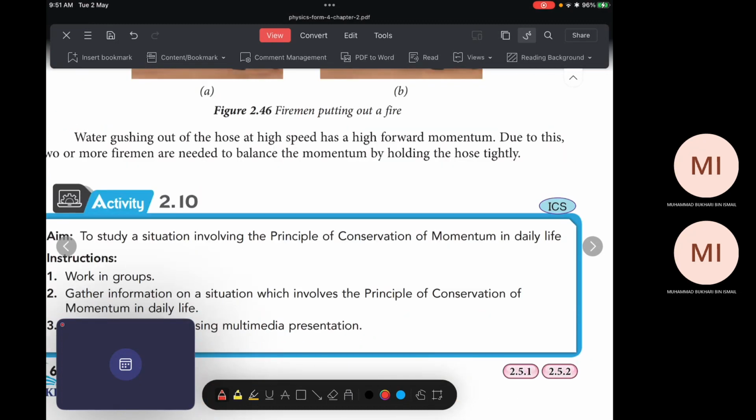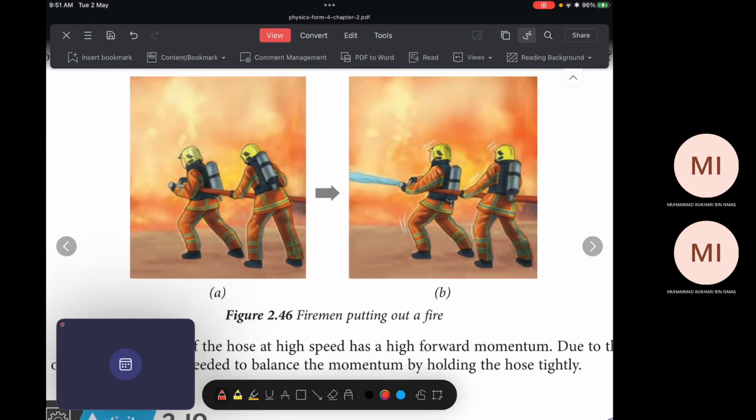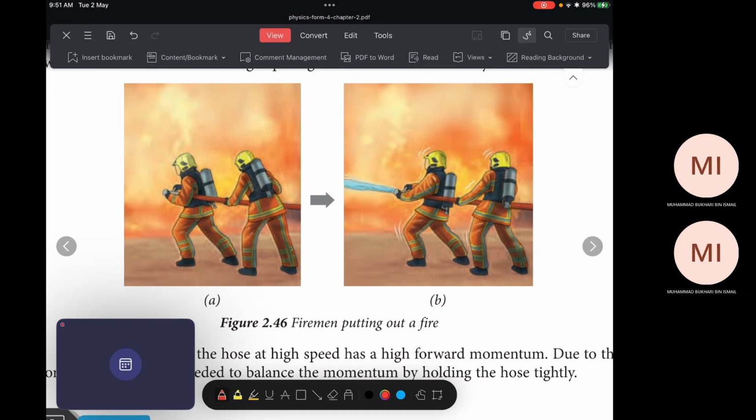Okay, kita tengok. Okay, look at this diagram. Fireman putting out a fire. Okay, awak tengok, kena ada dua orang. Dia ask two firemen to hold it. You know why? So it's not easy, you know. It's not easy to squirt the water at high speed. That's why they need two firemen who hold the hose.